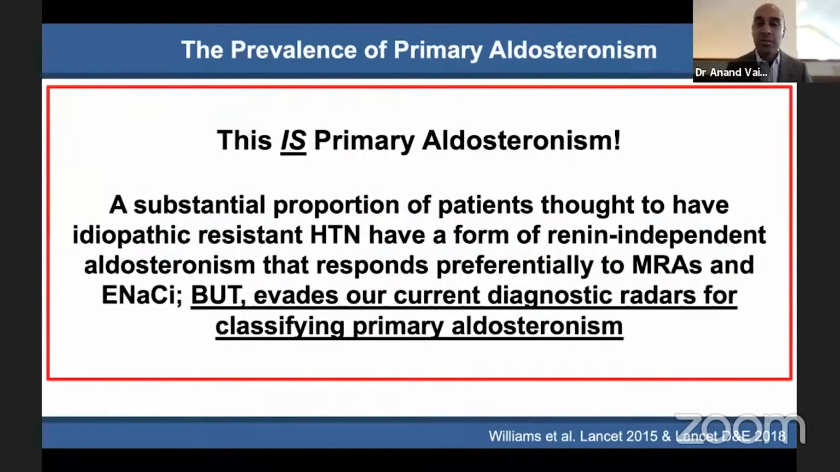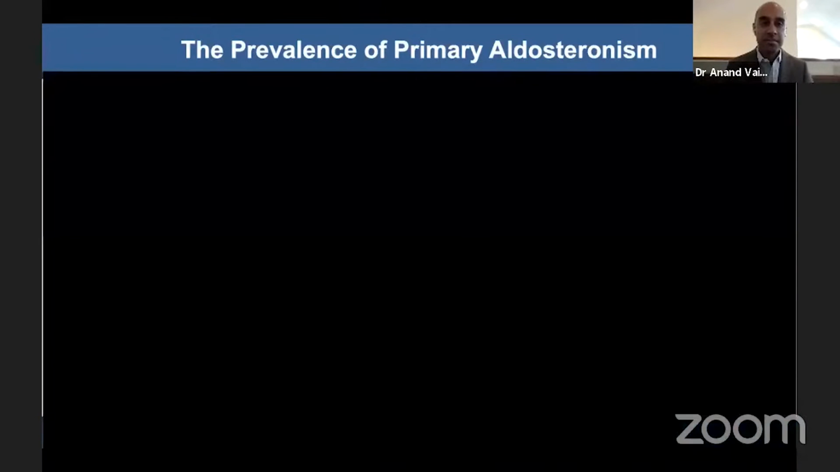A substantial proportion of patients who are determined to have idiopathic resistant hypertension actually have biochemical renin independent aldosterone production that also responds really strikingly to a mineralocorticoid receptor antagonist, and also amiloride, an ENaC inhibitor. But these were all misdiagnoses because we had set our threshold for aldosterone to be higher than this. Okay, so this was how variability resulted in exclusion or false exclusion of the diagnosis.